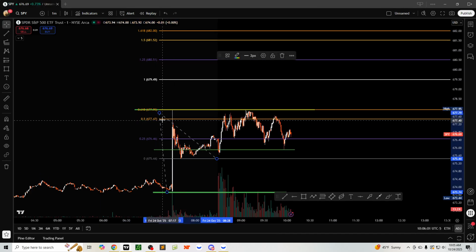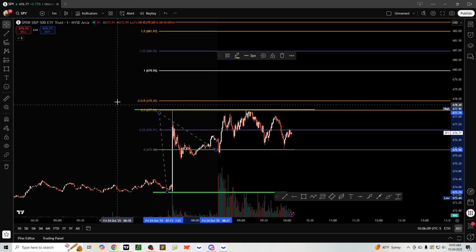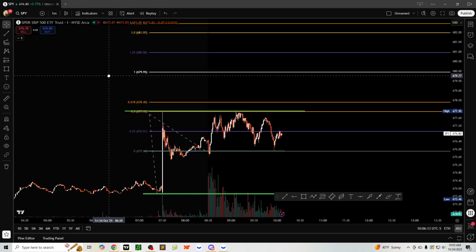So see the difference there? 618 pullback. Woohoo! We got a nice next target way up there. 0.5 pullback. Well, shoot. We've got a one target immediately just above our heads. Then we might have some fun.